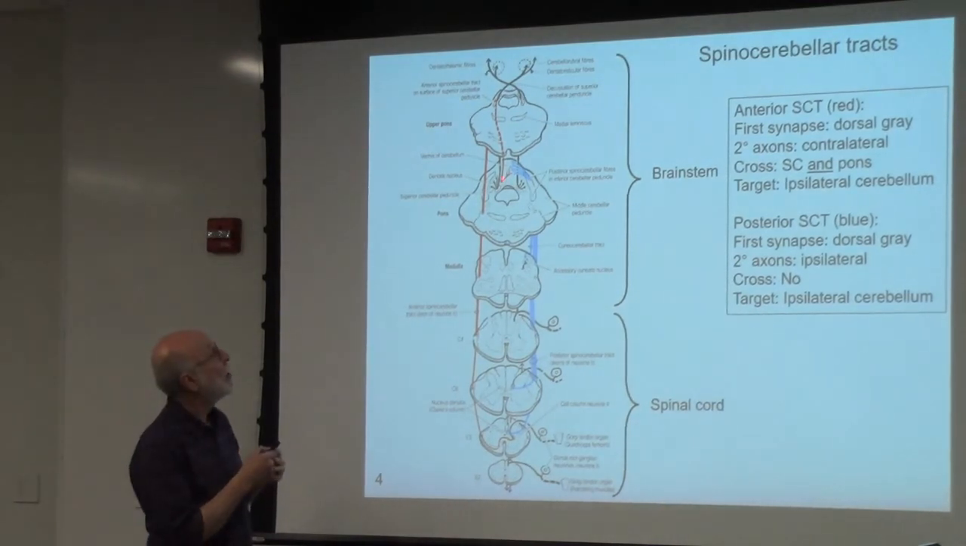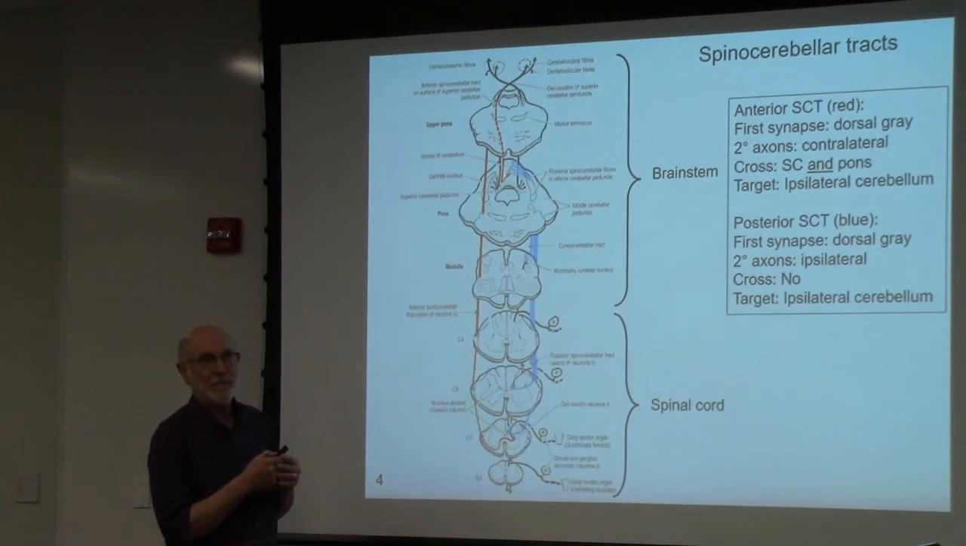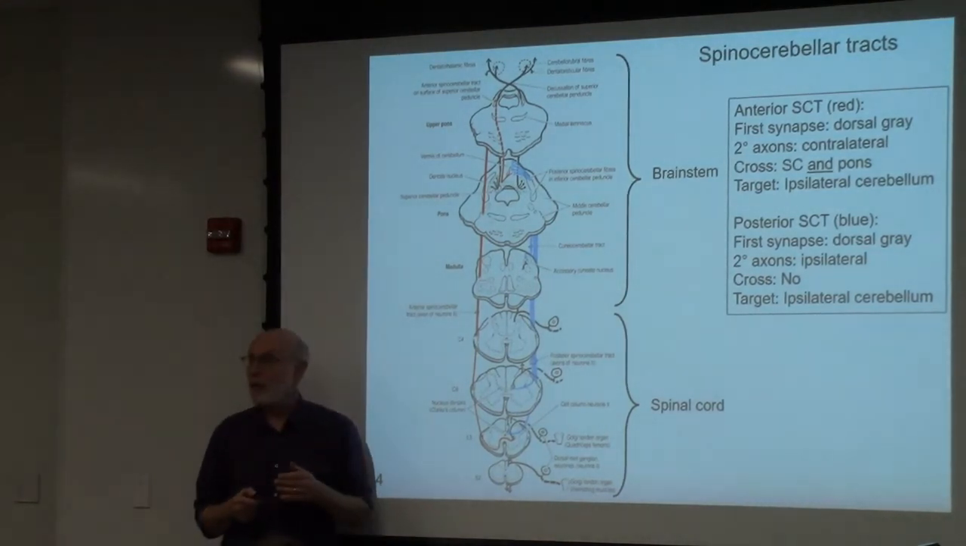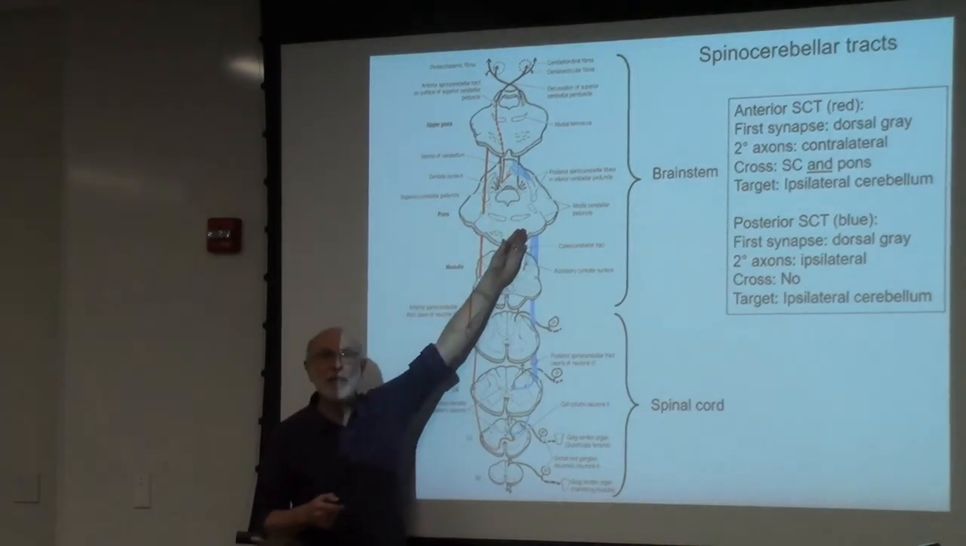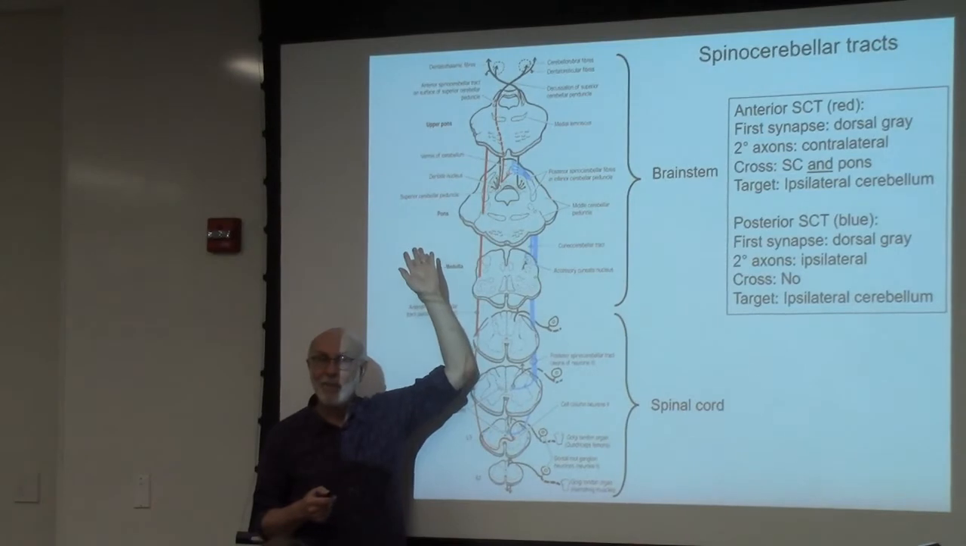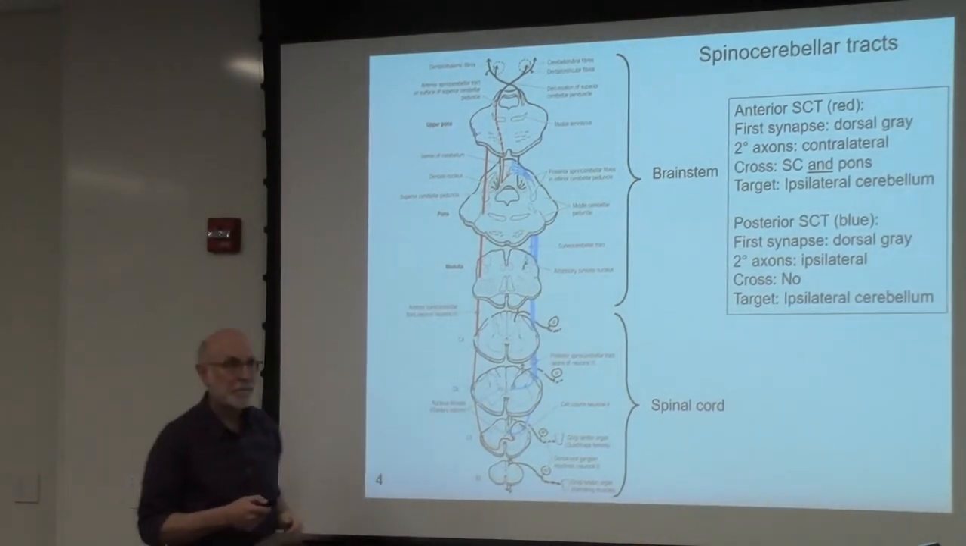Well, so here there's a double cross in the brainstem. But it also ends up in the ipsilateral. So the spinocerebellar tract doesn't cross. There's a double cross in the brainstem, and it ends up in the ipsilateral cerebellum.